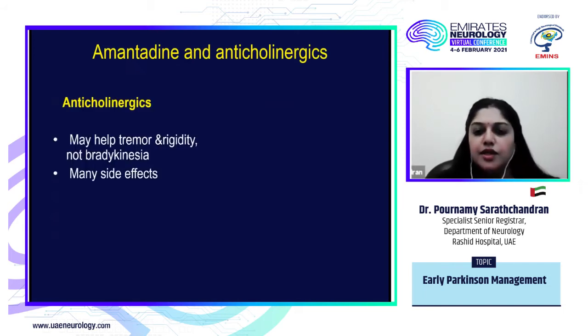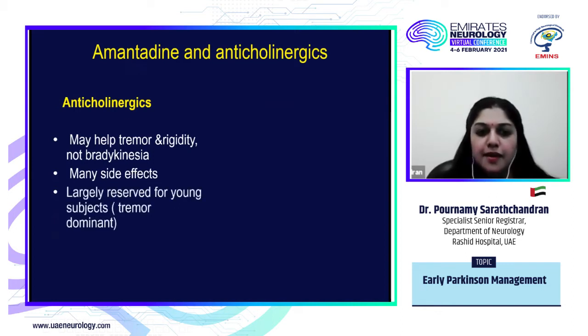Anticholinergics. You know that they help tremor, rigidity, but not bradykinesia. And they come with a variety of side effects, especially for the elderly population, which include dry mouth, urinary retention, emergence of hallucinations, memory disturbances because they block the cholinergic neurons. So they are largely reserved for young subjects, especially tremor-dominant Parkinson's disease.